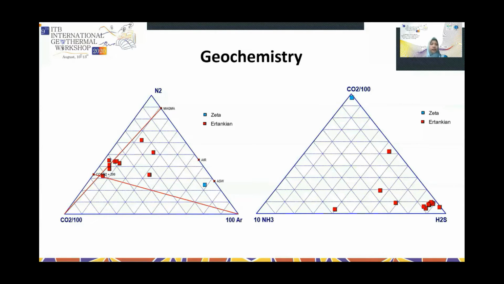This slide shows the gas geochemistry of the Ertankian surface thermal manifestations. The majority of Ertankian gas is related to high temperature deep upflow, as plotted in this part, while the Zeta hot spring shows a mixing line with air saturated water. From this ternary plot, the majority of Ertankian gas plots in the H2S-N member, while Zeta and CG reflect almost pure carbon dioxide, as typical peripheral fluids.